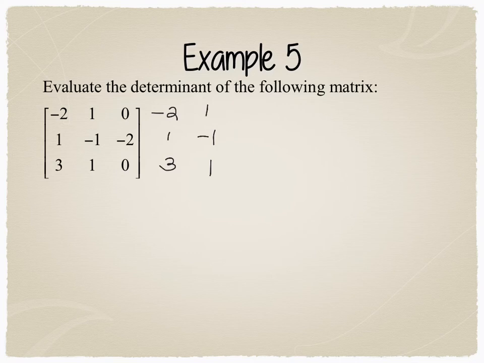We do each diagonal from the top left to the bottom right, and we find the product of those 3 numbers. So this is when you thank the Lord for zeros. -2 times -1 is 2 times 0 is 0. 1 times -2 is -2 times 3 is -6. 0 times 1 times 1 is 0. And then I add those 3 numbers.